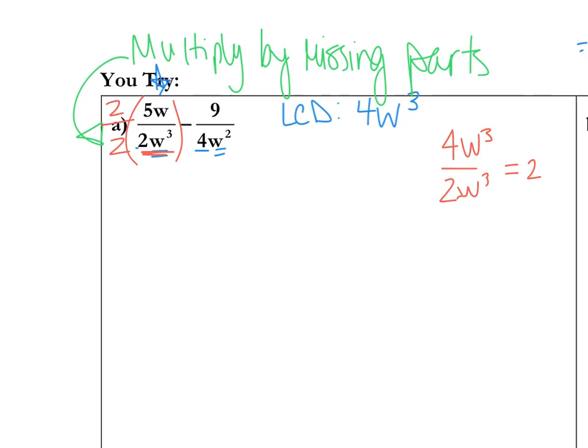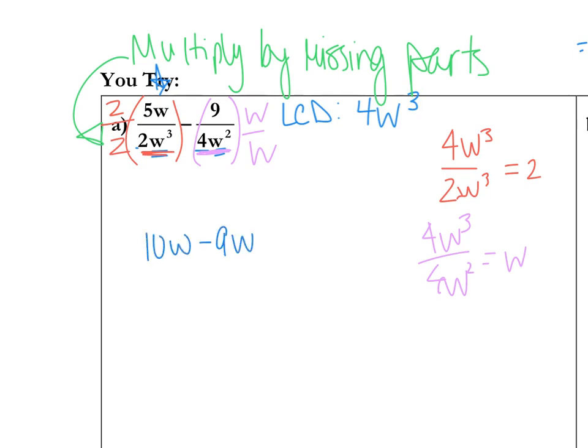Okay. Then I do the same thing over here. So I'm going to take 4w to the third, divided by 4w to the second. That gives me w. So I'm going to multiply this by w over w. So I get 10w minus 9w all over 4w to the third.